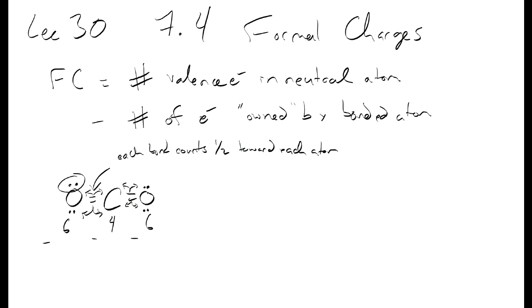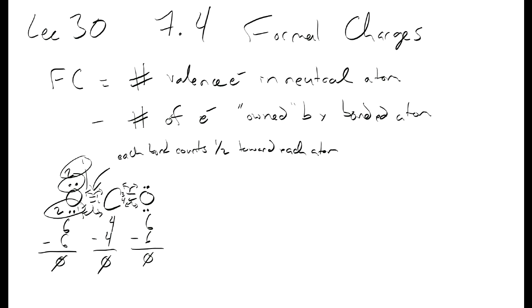Looking at the oxygen down here on the left, we have 2 for that non-bonding pair, 2 for that non-bonding pair, 1 for that bond, 1 for that bond. So 1 plus 2 plus 2 plus 1 gives us 6. 6 minus 6 is 0. Carbon looks around itself. It sees 4 bonds, which means a total of 4 electrons. 4 minus 4 is 0. And then the oxygen on the right is the mirror image of the oxygen on the left, so it's just 6 minus 6 gives us 0. You want zeros for your formal charges.